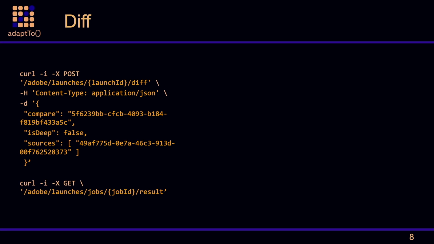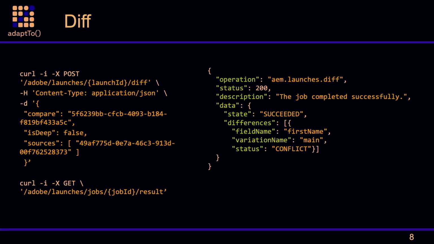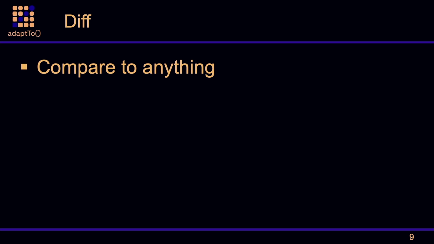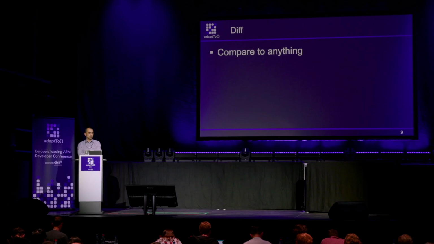Again, that's going to trigger a job, and once that job is completed, you can view your results, and it looks something like that. You get a list of all the field names, all the variations, and the statuses for them. And speaking of statuses, of course, I told you before, you can compare to anything. You can compare to your production content. You can compare to content from another launch.